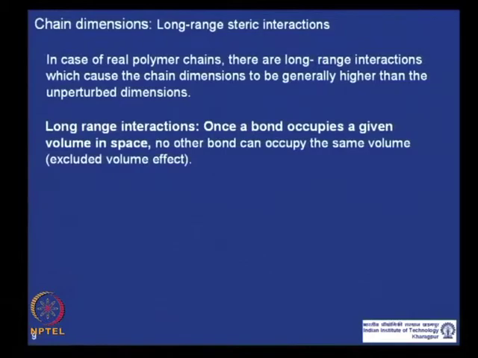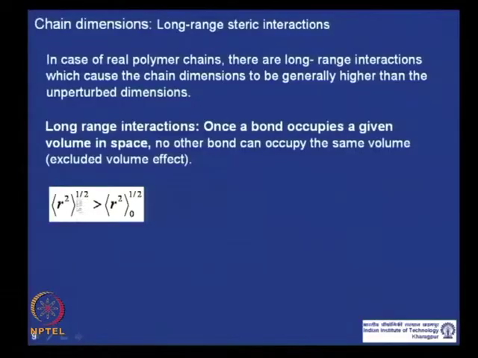So, obviously, if the model was considering that these two can overlap in a line, and they cannot, the chain has to expand a little bit. Or in other words, the conformations which have the least number of self intersections will have higher probability than the conformations which have more self intersections.